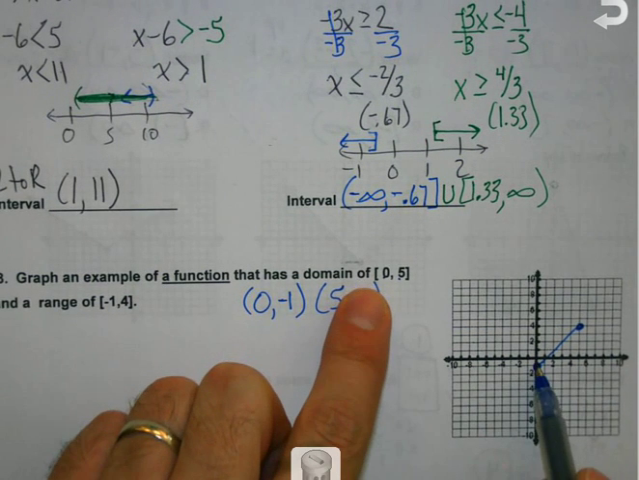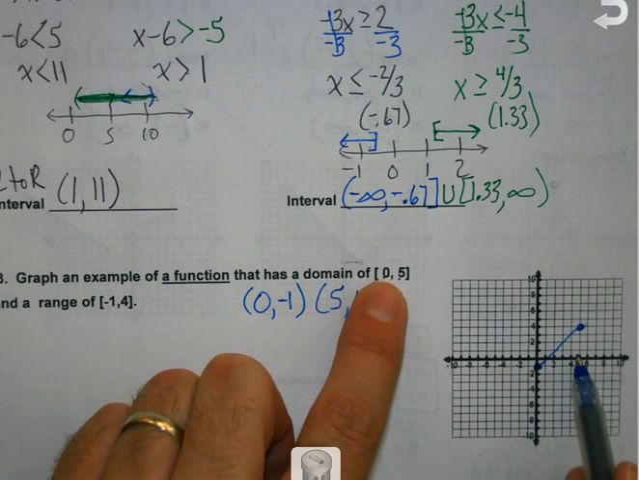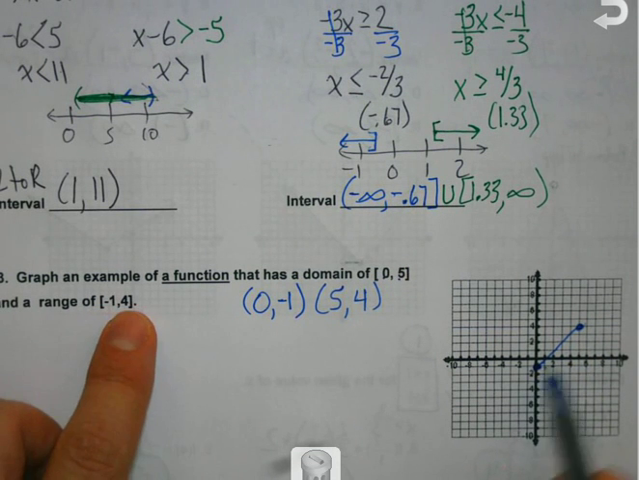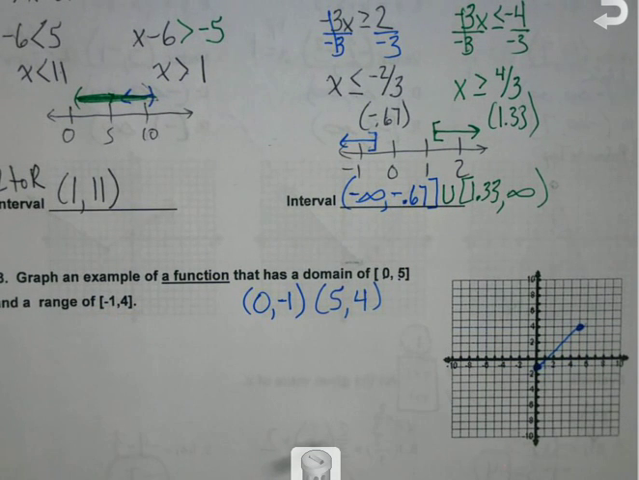Domain 0 to 5, range -1 to +4. And that's it. I'm just drawing a picture. Just drawing a line to get those 2 points in.